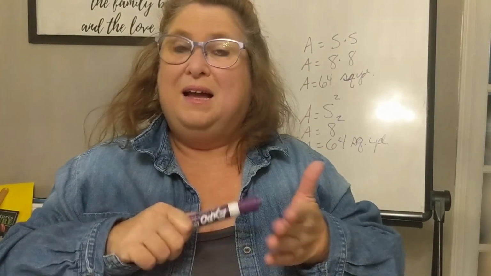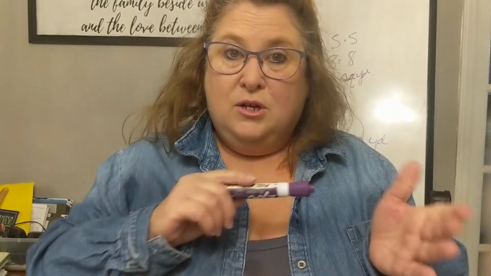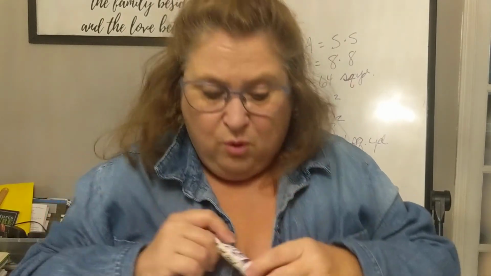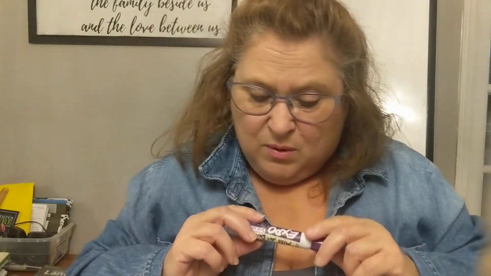Remember to multiply the base by itself and not by 2. So 1 squared. 1 times 1 is 1. 2 squared, 2 times 2 is 4. 3 squared, 3 times 3 is 9. 4 squared, go ahead and write your answer. 5 squared, write your answer. 6 squared.